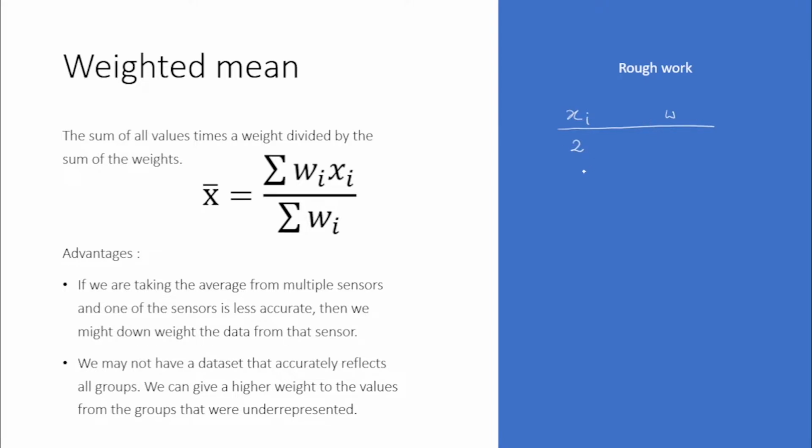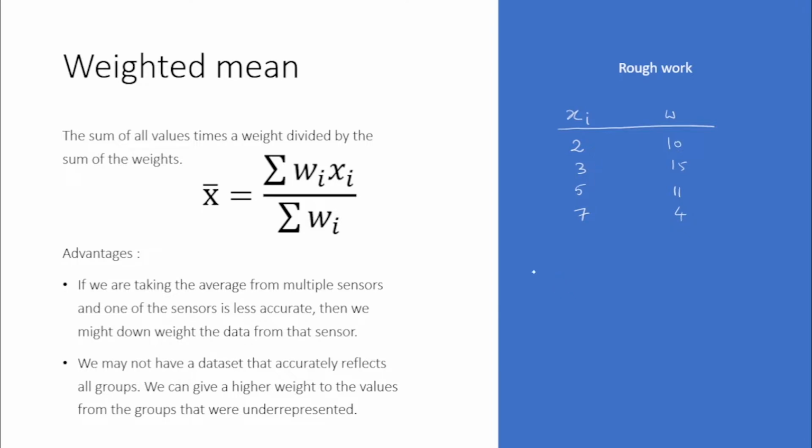Suppose the values are 2, 3, 5 and 7, for example, and the weights given are 10, 15, 11 and 4. Okay, these are the weights. As you can see, the highest weight given to a value is on 3, right? It has the highest weight, which means this will impact our mean the most.